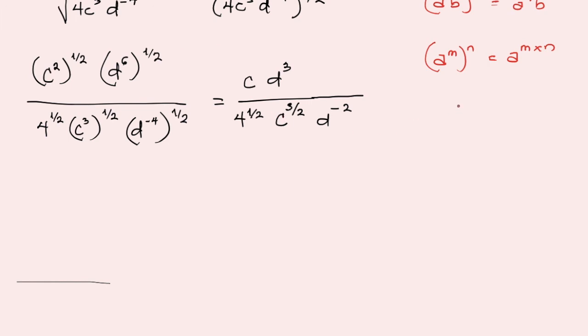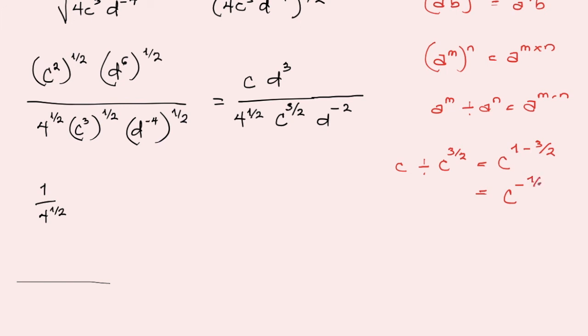To evaluate those, what we would use is the law that says that a raised to power m divided by a raised to power n is equal to a raised to power m minus n. So if we bring down our 4 raised to power half, because that's not going to be affected, we have 1 over 4 raised to power half. And then we can solve for c and d differently, because those are the common bases that we have. So if we bring out c divided by c raised to power 3 over 2, that's going to be equal to c raised to 1 minus 3 over 2. And 1 minus 3 over 2 results in c raised to power minus half.